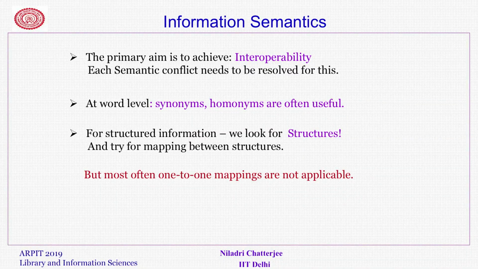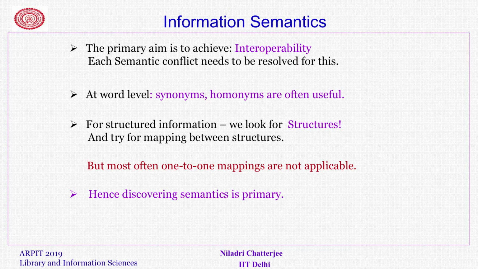Say for example, a real number is only one number, but when we talk about complex numbers, we are talking about a pair of numbers. So, when there is a pair of numbers, we can interpret it as a complex number in a relevant domain, and in that case we should be able to map between structures. However, most often such one-to-one mapping will not be possible or will not be applicable also.